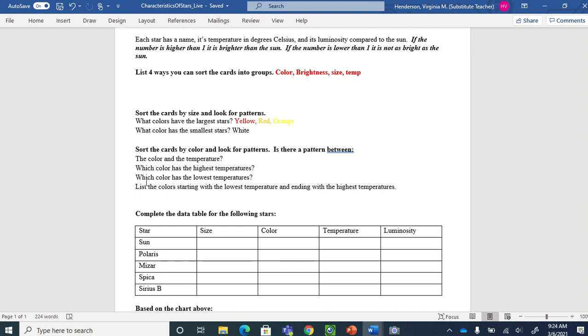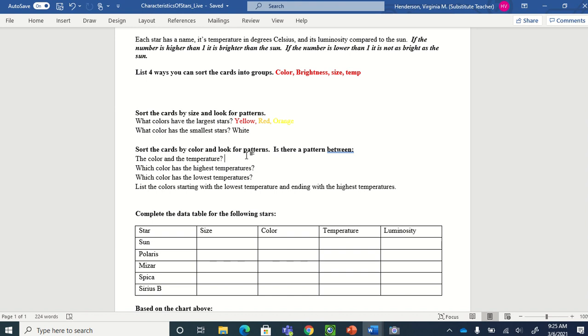So the next one says, sort the cards by color and look for patterns. Is there a pattern between color and temperature? So is there a pattern between color and temperature on this, do you think? I'm going to let you have a second to sit there and figure that out. I have an actual bag of these stars with me so that I can pull out those little tiny stars because I know how you guys feel. I can't read that. That's too small of a thing to read. I'm sorry if you hear my crinkly bag.